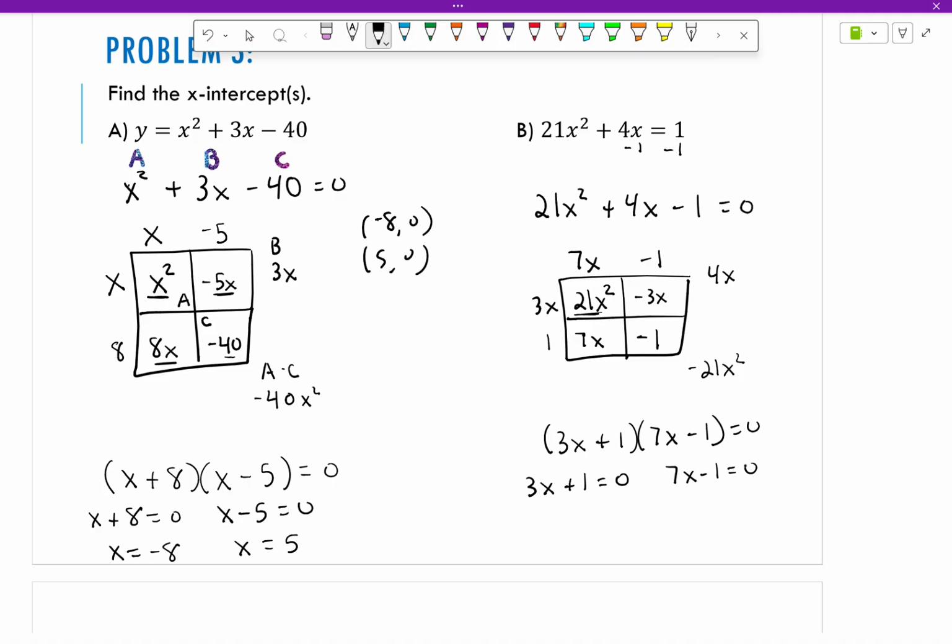Zero product property. Solve it out, minus the 1 over. Divide by 3. For the next one, add the 1 over. Divide by 7. And so I will have negative 1/3, 0, and 1 over 7, 0 for my x-intercepts.